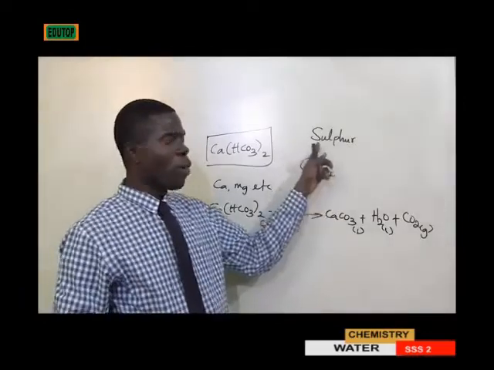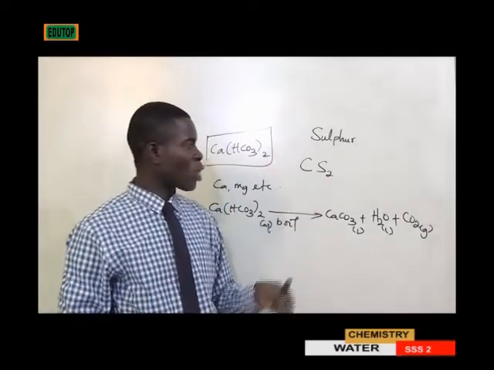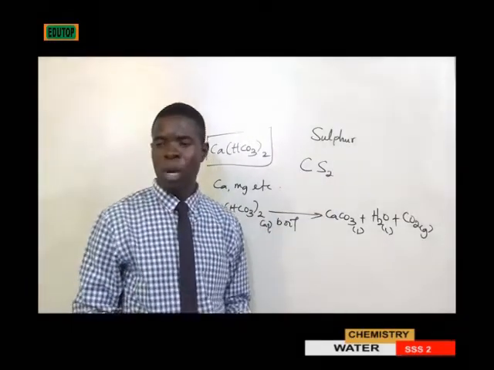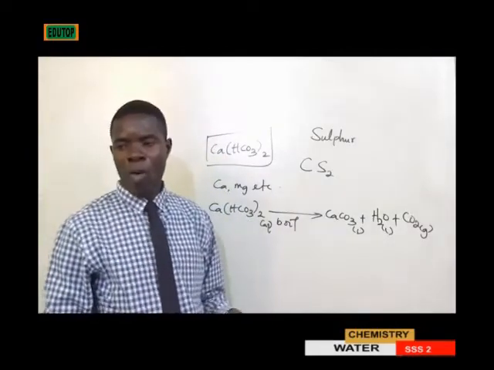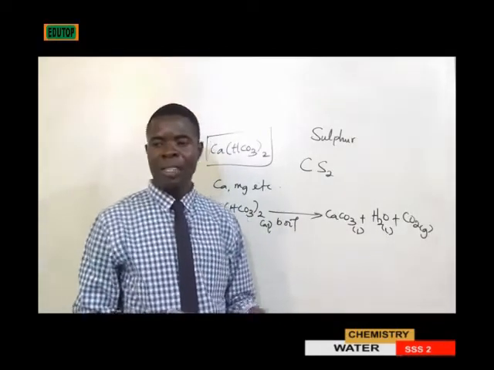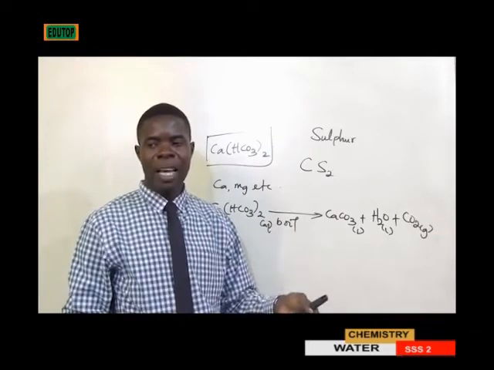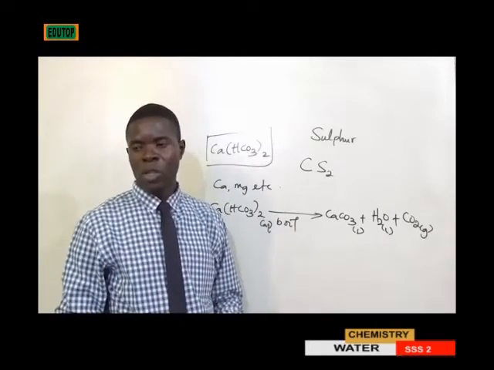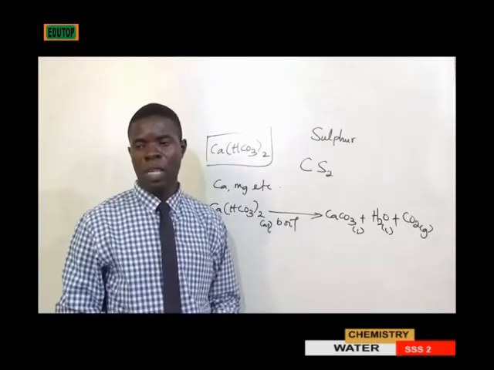Water. Sulfur does not have affinity for water because water is polar. Water is a polar solvent. Then alcohol. Alcohol has a bit of polarity and a bit of non-polar. So it is not a suitable solvent for sulfur.